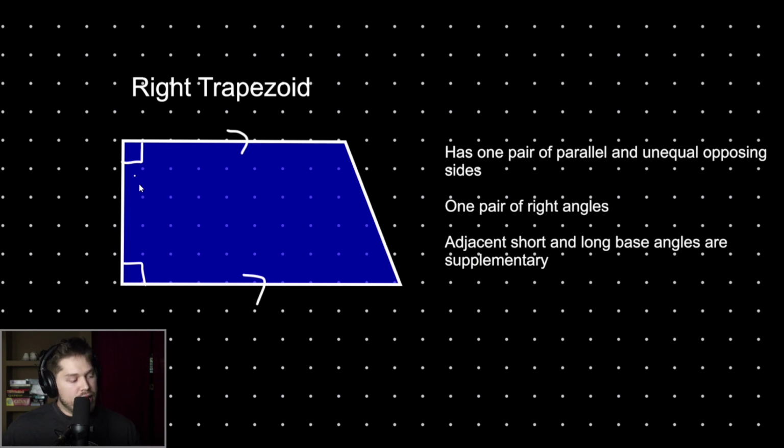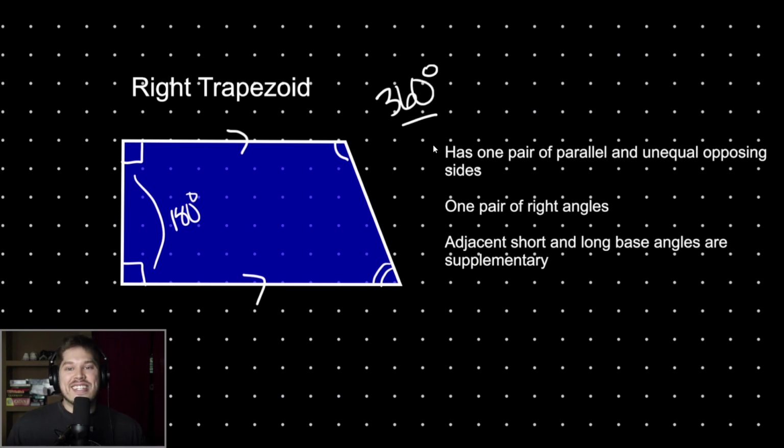Of course, 90 degrees plus 90 degrees is 180 degrees, and this angle and this second angle will also be supplementary. I haven't said it yet, but quadrilaterals have an interior angle measure of 360 degrees, so all quadrilaterals' angles will sum to 360 degrees.